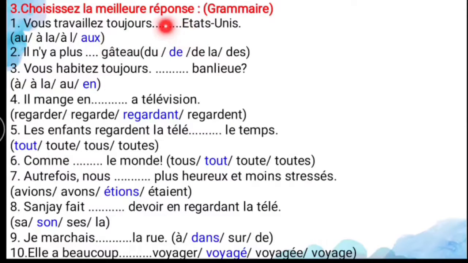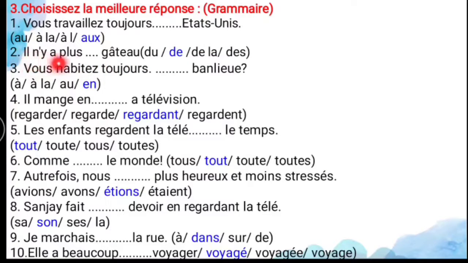See, here you have to use aux only because États-Unis means the United States only. So for a plural country you have to use aux. So, "Vous travaillez toujours aux États-Unis." You are still working in the United States.